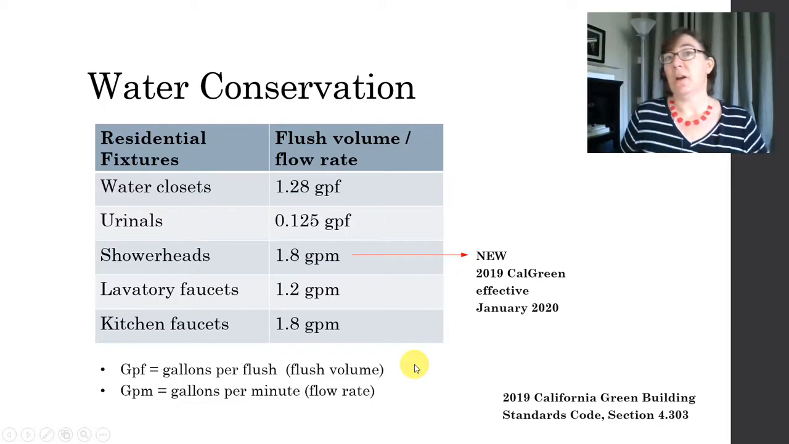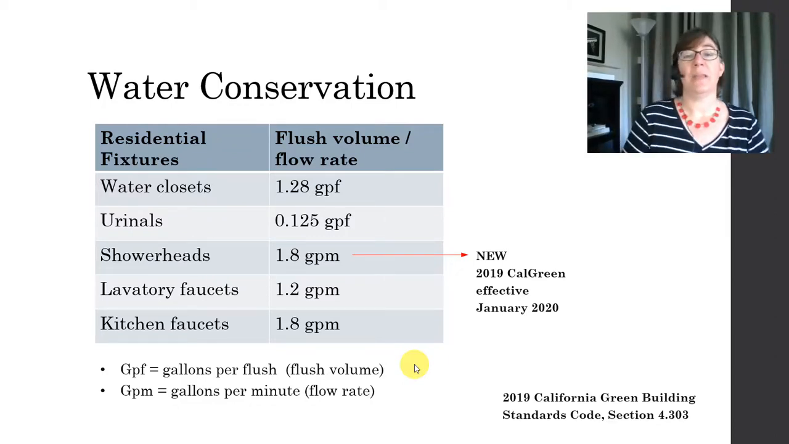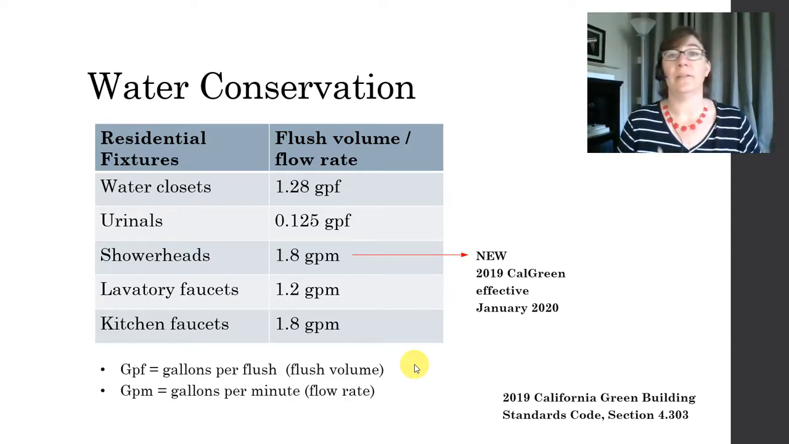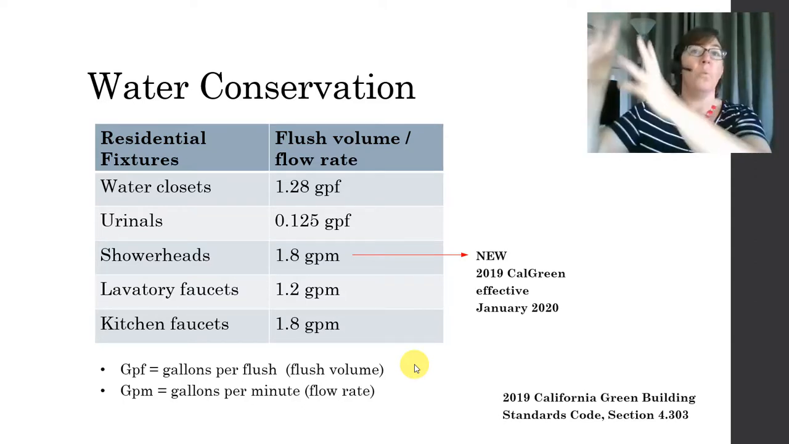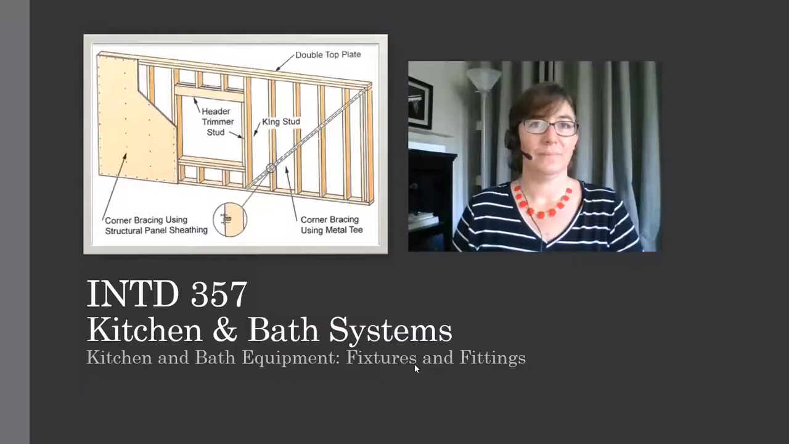You might have noticed some of these are measured in gallons per flush, and some in gallons per minute. That's because some of them are continuous flow items, the shower heads and the faucets, whereas the water closets and the urinals are kind of a one and go, one flush. Okay, so we measure them slightly differently.